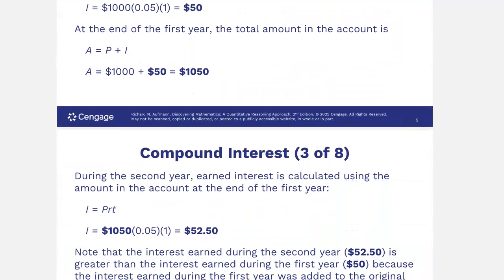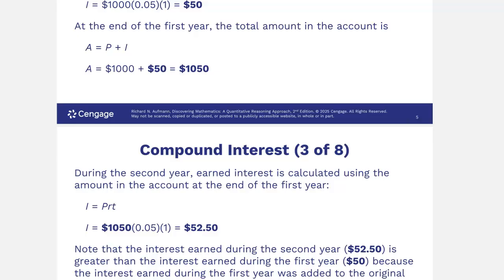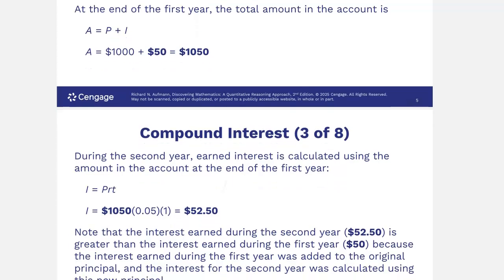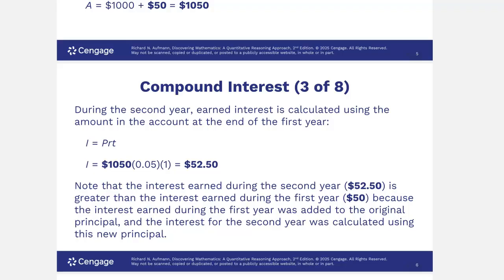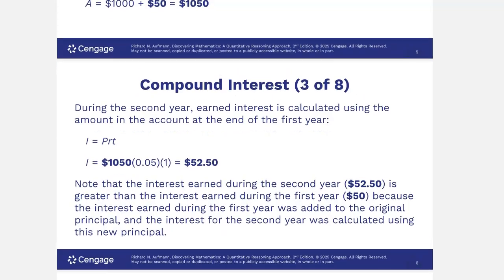And then we're going to do the same thing that second year, but we're not getting interest on just the 1,000. We're getting interest on the 1,000 plus the 50 that we earned. So we're going to do I equals PRT again, and we're going to earn $52.50 on that amount. So then our current amount would be the $1,050 that we have plus the $52.50 that we earned, which would be $1,102.50.